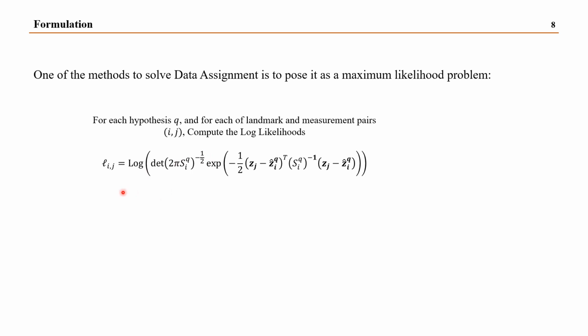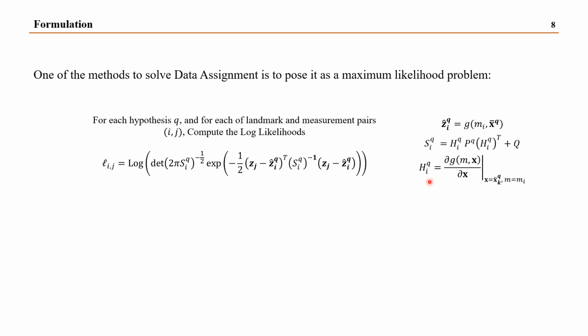We have seen such numbers used and computed in the update step of the Kalman filter, and the expression is just the same. As a reminder, we can see that Zi is the measurement that is predicted using the ith landmark and the state of the hypothesis. Si is computed actually in the same form.